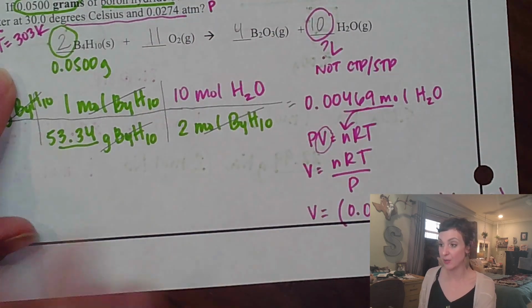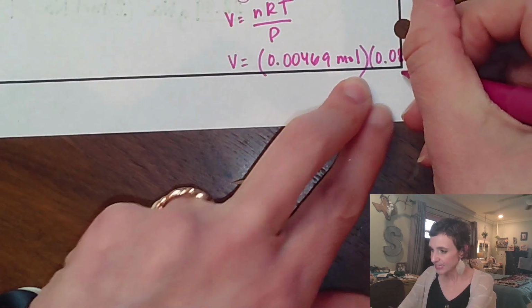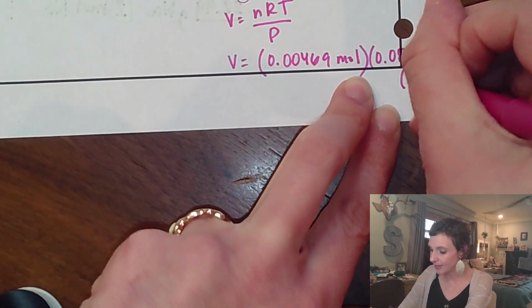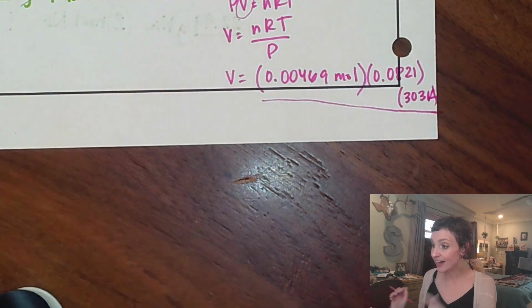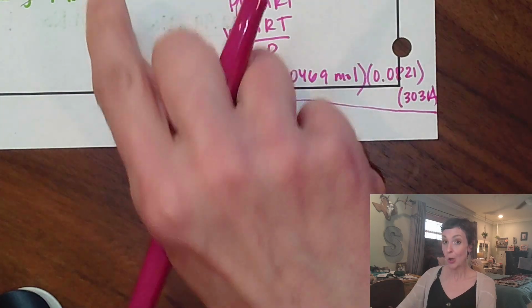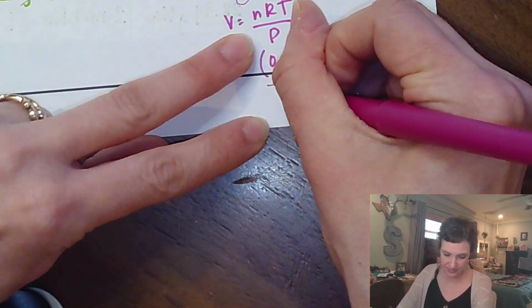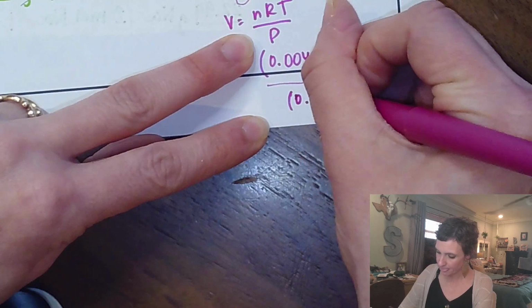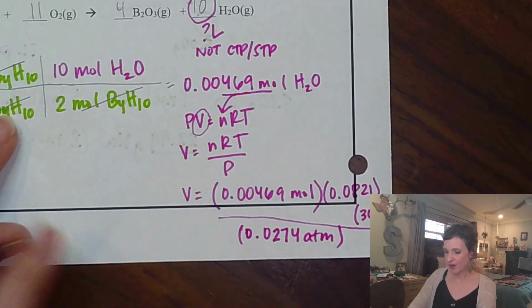Right, so this is my temperature. And this is my pressure that we identified as not being standard or constant. So then we're going to multiply by 303 Kelvin. All of this, we're then finally going to divide by my pressure. Hopefully my pressure is in atm. If it's going into this ideal gas law, it is, thank goodness. So my pressure in atmospheres is 0.0274 atm.